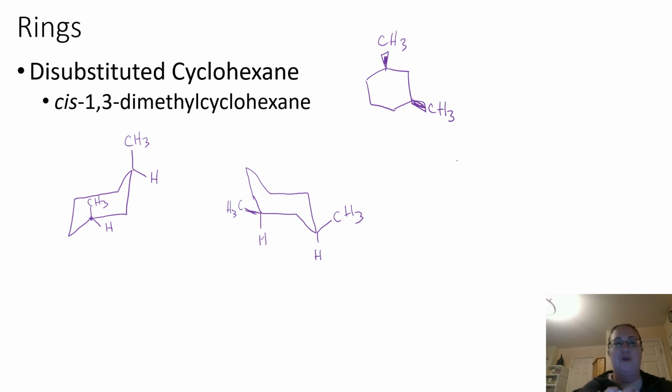So now I need to compare these in terms of stability. So here both of my CH3s are axial. Here both of my CH3s are equatorial.